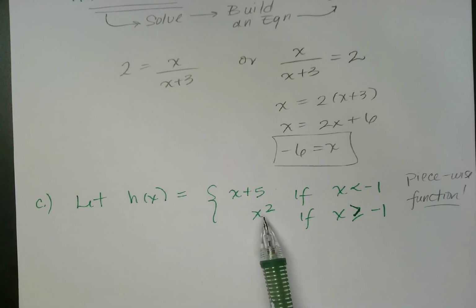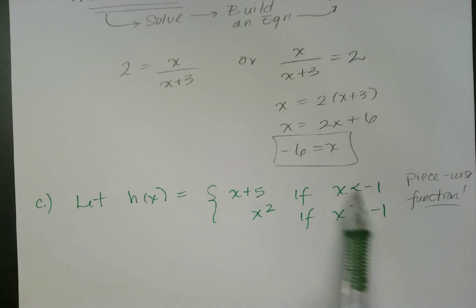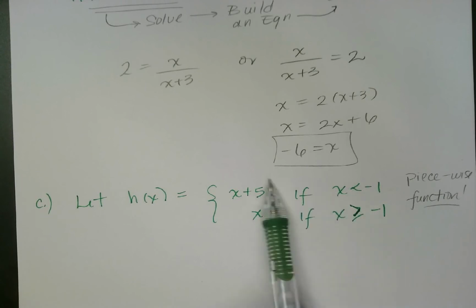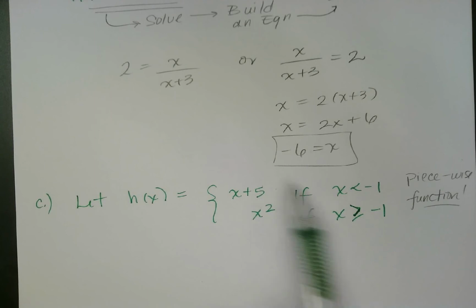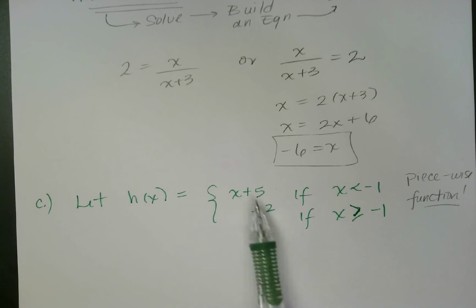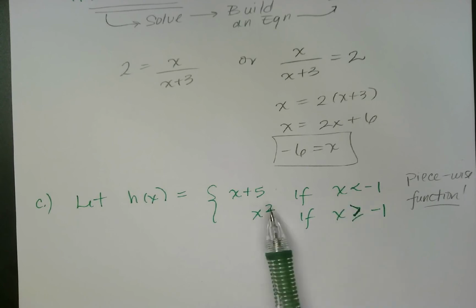Yep, so this is your domain restrictions basically. If your x values, what you're plugging into the function, are less than negative 1, you're going to plug it into x plus 5. If x is greater than or equal to negative 1, you're going to plug it into x squared. So this is your function if you fall under this category, and this is your function if you fall under this category.